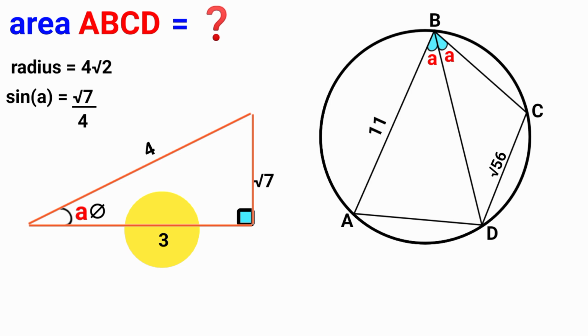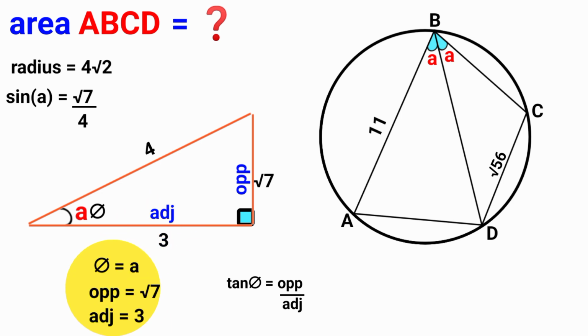Now from the SOHCAHTOA, we know tan theta equal to opposite over adjacent. And from this angle, there is the opposite and there is adjacent. So theta equal to A, opposite equal to root 7, and adjacent equal to 3.